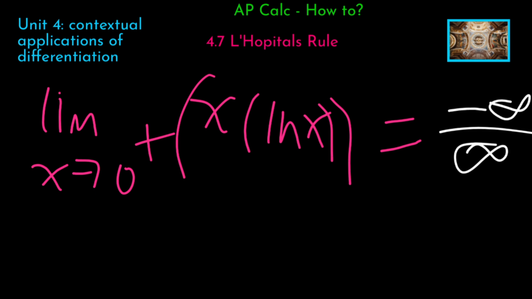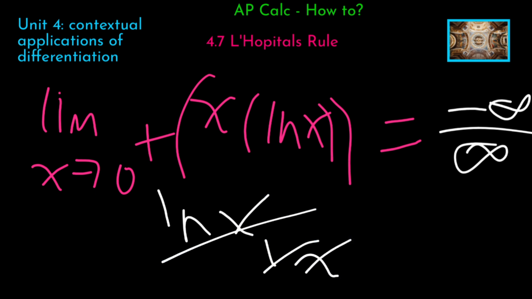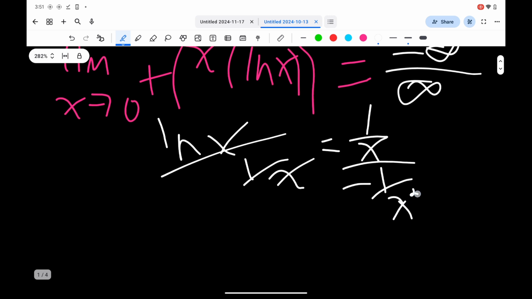we rewrite this as ln x over 1 over x, and 1 over x becomes infinity as x goes to 0, and then as x goes to 0, ln x also becomes negative infinity, so we have negative infinity over infinity, and that's indeterminate, so we take the derivative of both and we get the limit of this over x squared, and this simplifies to negative x, and this just becomes 0.